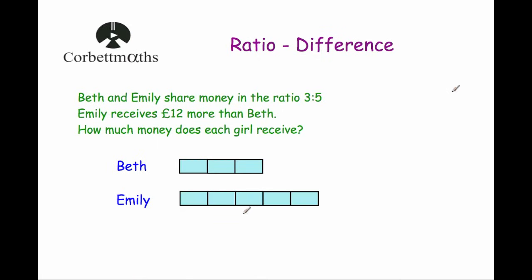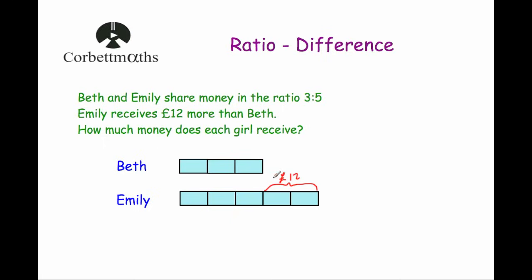Okay, the next way I'm going to approach this question is by using diagrams to help me. So the question says Beth and Emily share money in the ratio of 3 to 5. So I've drawn a picture here where Beth has got 3 parts, 1, 2, 3, and Emily has received 5 parts, 1, 2, 3, 4, 5. And what we know is the difference between them is £12. So we know that this bit, the difference between them, would be equal to £12.